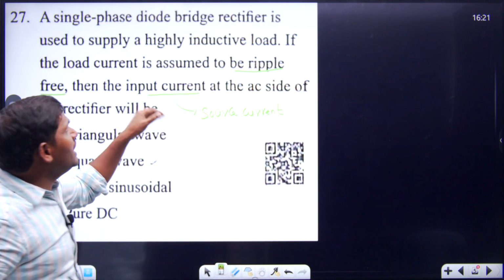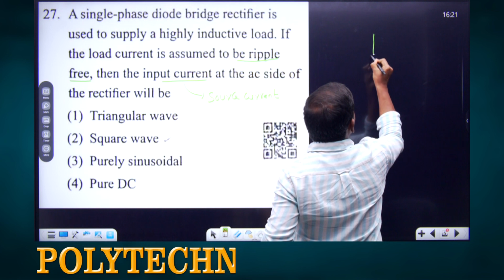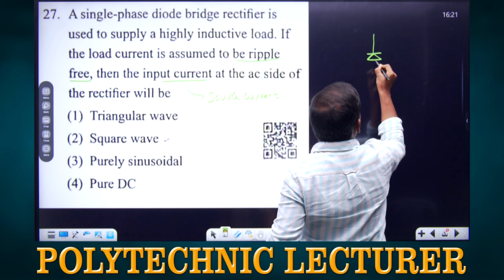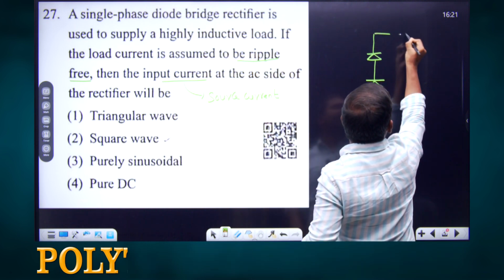Given is a single phase diode bridge rectifier, friends. All of you know this. Inductive load, let's consider an RL load. It is the single phase diode bridge rectifier.